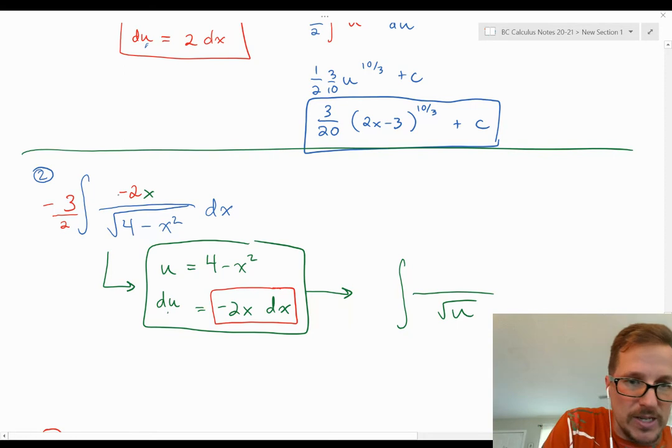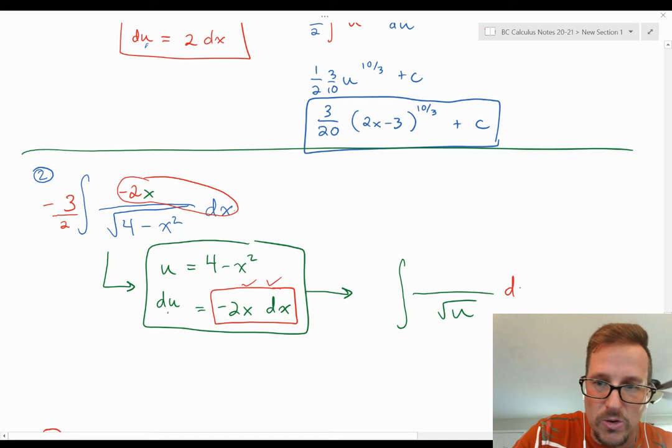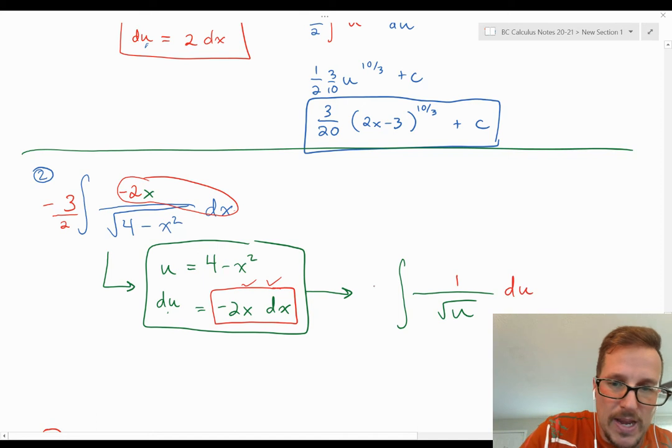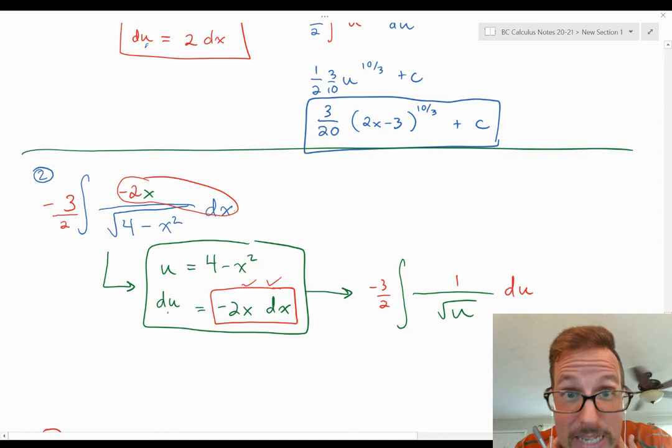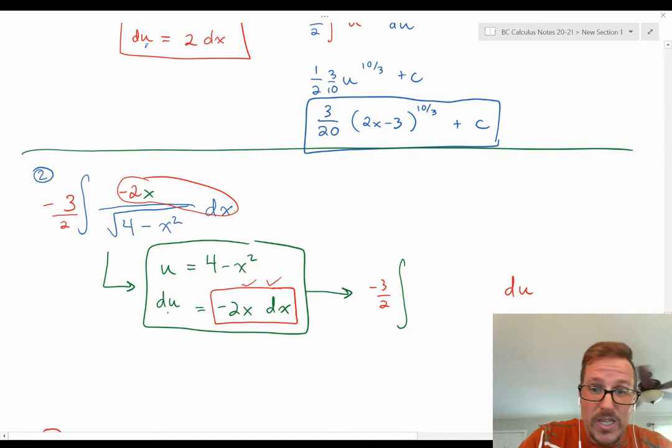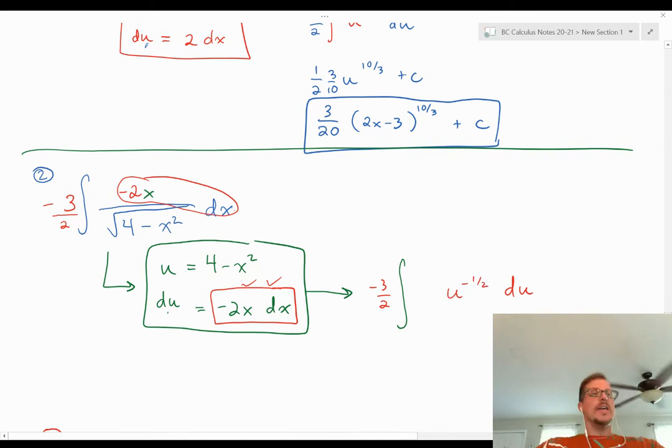I've got the negative 2x dx. That is du. And then that negative 3/2 comes along for the ride. Well, what do I have now? Oh, wait, I see it, don't you? That is just u to the negative 1/2 du. Dude, that is power rule all day.